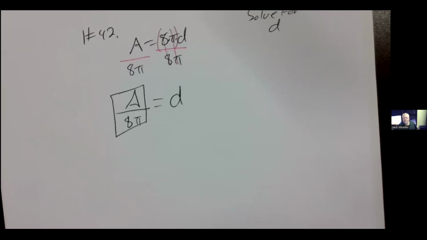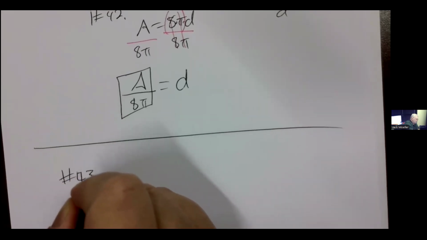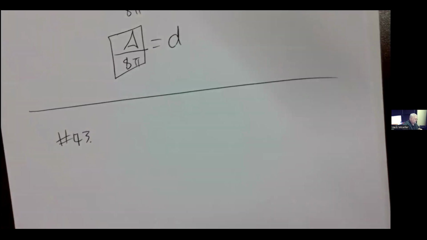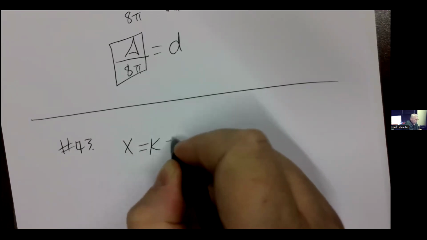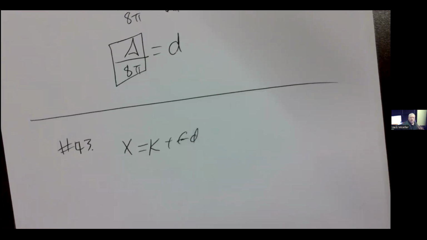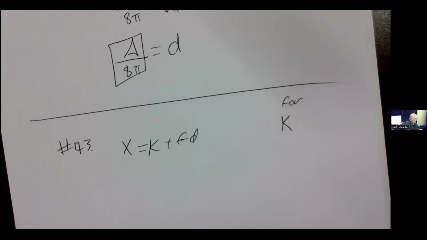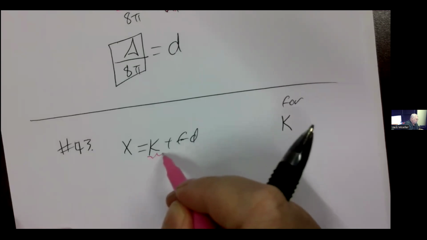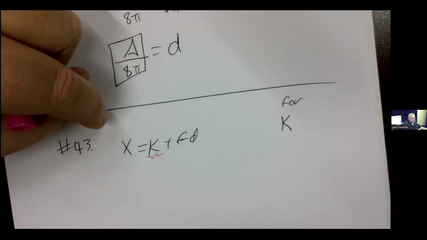All right. And what makes these challenging is that you're still solving equations just like you were in 6.2. Now it looks different because we have all these variables instead of numbers. So here's my 43. That's capital X equals capital K plus FD. It wants us to solve for K. So what are we trying to do? What's our goal? Well, our goal is to isolate K. So that means anything that's not K has to move over to the other side.